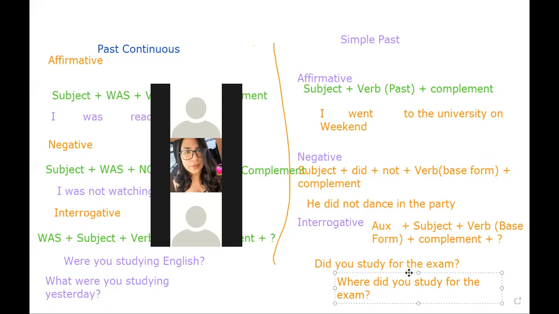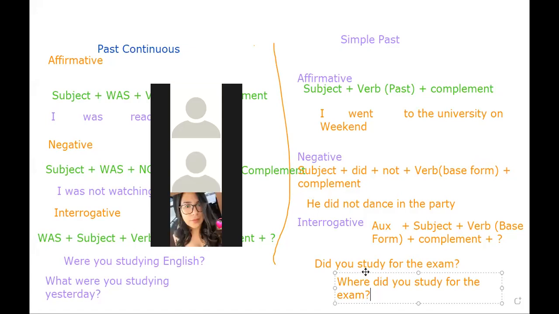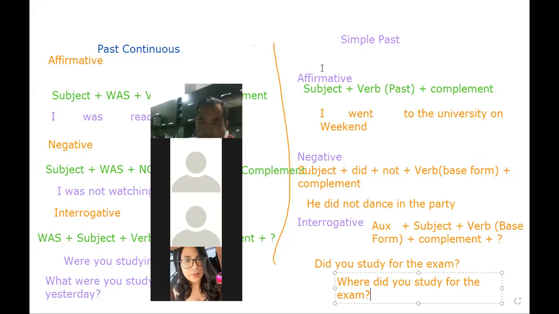So where did you study for the exam? The possible answers will be maybe at the library, at the university, at school, or on the bus. On the bus, yes. So there is a range of possibilities in order to answer that question. That depends on the person that we're asking. In the case of yes/no questions, that's closed. We're going to answer yes or no. So there we have these two different structures.